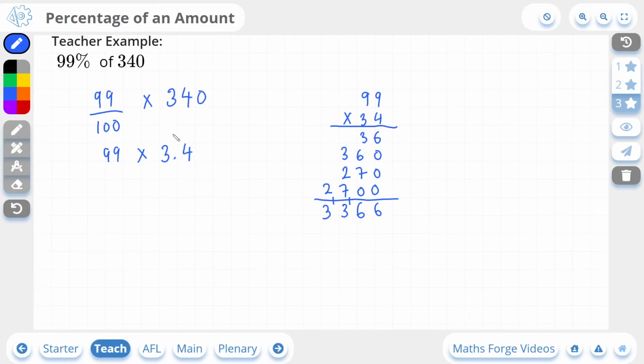3,366. However, in the question here, 99 times 3.4, we have one number after the decimal point. So in our answer we're going to have one number after the decimal point, and it's going to be this number at the very end here. So our answer to 99 times 3.4 is actually 336.6. And if we check our answer, there it is. So if you found this part challenging, you definitely want to review the lesson on multiplying decimals. It's going to help out massively. And that's it for the lesson on finding a percentage of an amount.